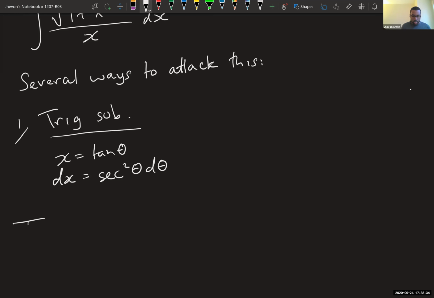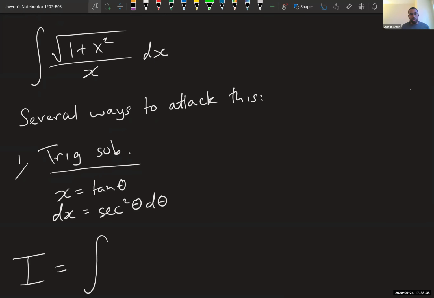And so your integral would look like, well, 1 plus x squared would be 1 plus tan squared, which would be secant squared. Then you take the radical of that, so you only end up with a secant. The x is, of course, tan theta, so there's a tangent. And your dx would become secant squared theta d theta.